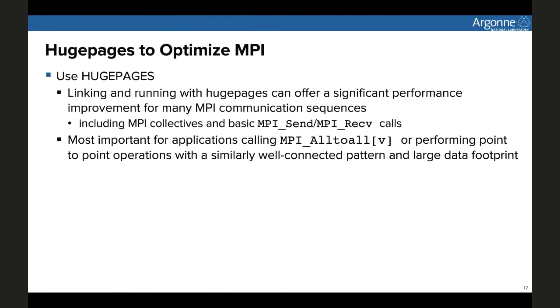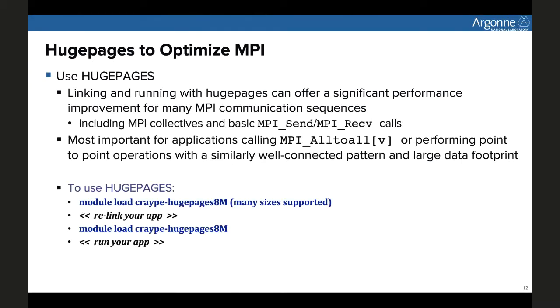Linking and running with huge pages can offer significant performance improvement, not just for MPI send and receive and collectives. We have seen some performance improvements by using huge pages. If you read the man page, they clearly say that exercising huge pages is critical for MPI all-to-all and all-to-all-v collectives, especially if the message size range is in the order of megabytes. So how to use huge pages?